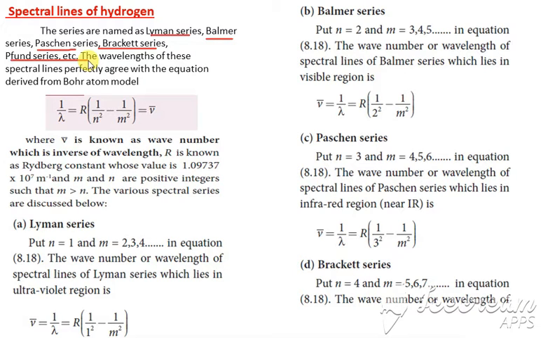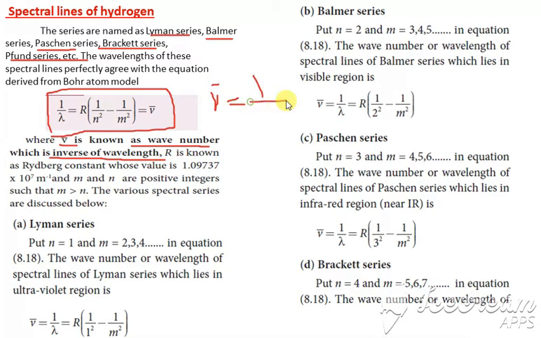All these series are based on this one formula. It is given by 1 by lambda, which is equal to R into 1 by n square minus 1 by m square, which is equal to nu bar. Here nu bar denotes the wave number and it is also said to be the inverse of wavelength. So nu bar is equal to the inverse of wavelength, so we are writing it as 1 by lambda.